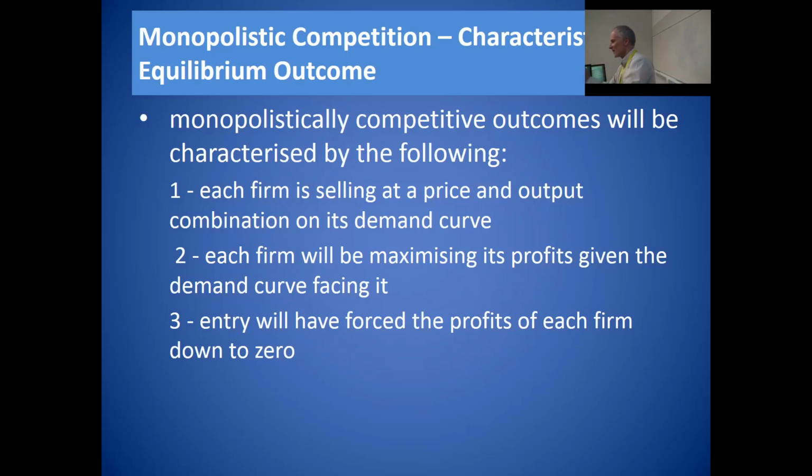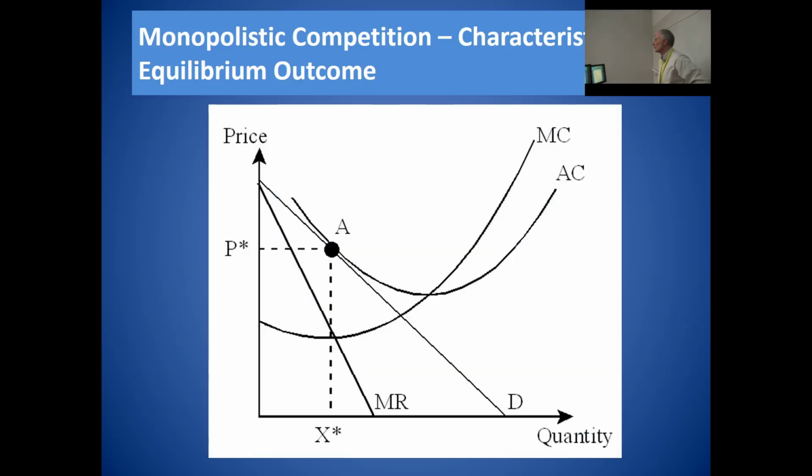So, the next diagram is that one there on the handout. This is what equilibrium will look like. What we've got here are the revenue considerations, that is the demand and the marginal revenue curves, and then we've got an average cost curve and a marginal cost curve.